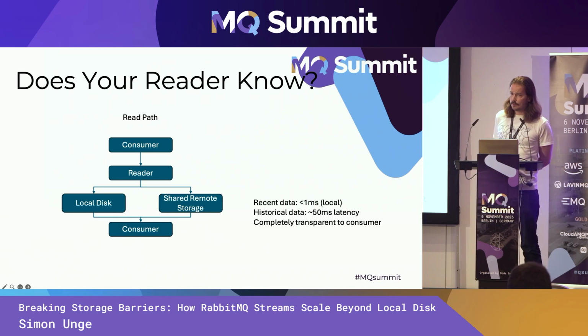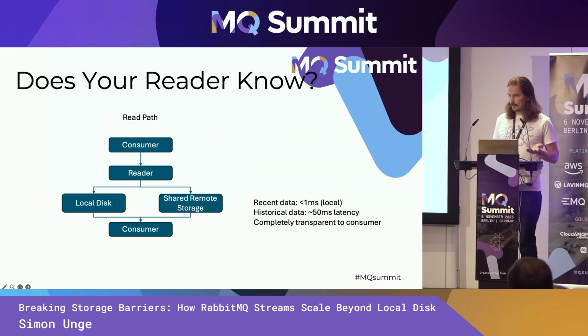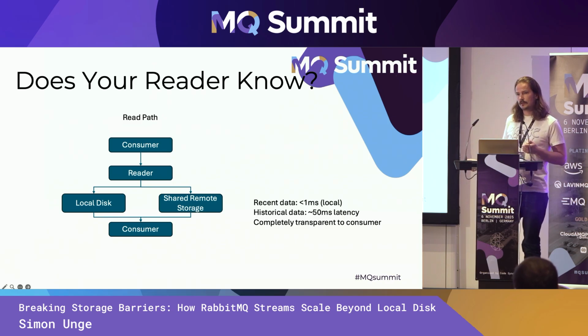The reader needs to know where the data is, and it knows that by looking at the manifest. So a consumer who does not care where the data is starts a reader. The reader tries to figure out where the data is. If it's on local disk, it just behaves like it did before. It reads the data from local disk very fast, almost no latency at all, right? Because it's just a local disk, and then it ships the data to the consumer.